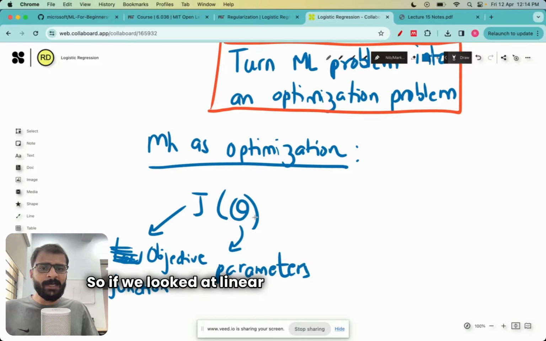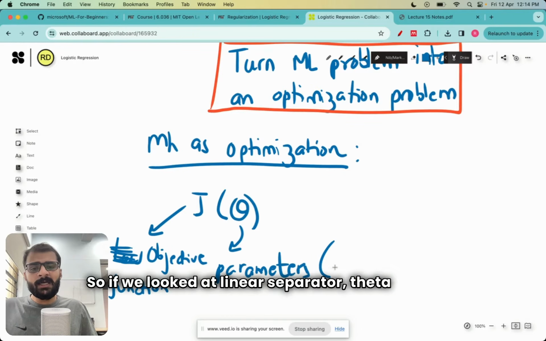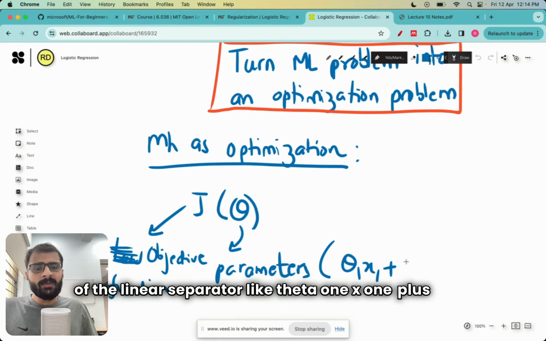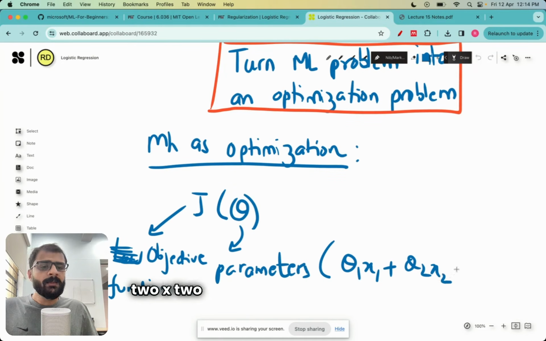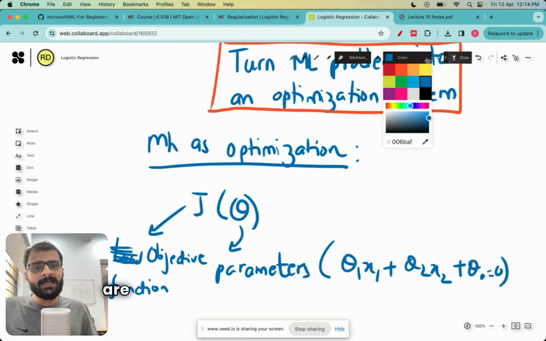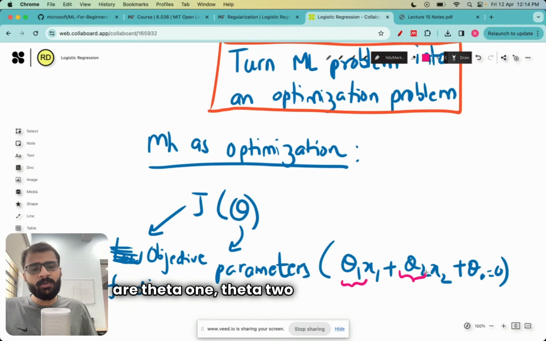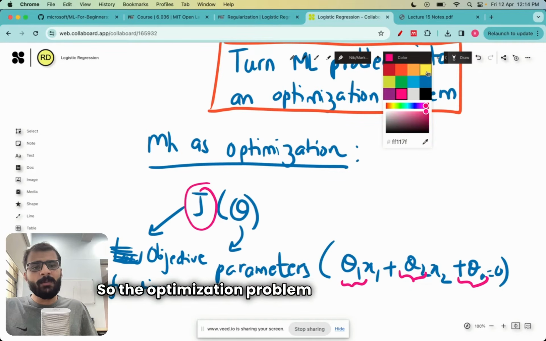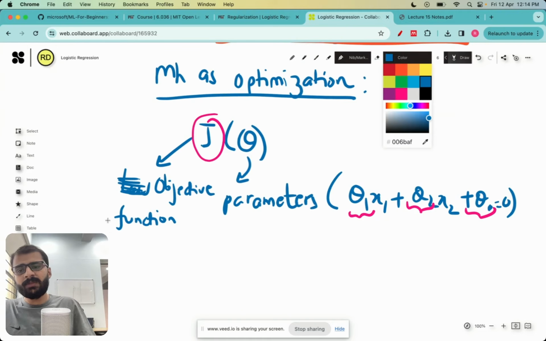So if we looked at the linear separator, theta were the parameters of the linear separator, like theta 1 x1 plus theta 2 x2 plus theta naught equal to 0. If we look at this, then the parameters are theta 1, theta 2, and theta naught. And J is the objective function. So the optimization problem essentially is this.